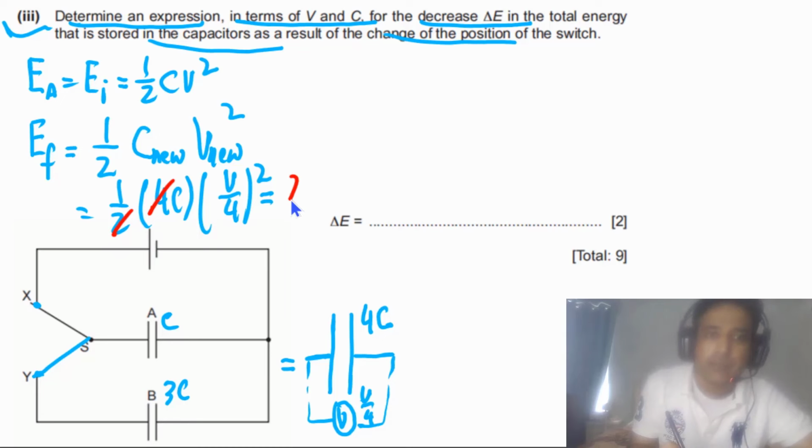So we will get 2C times V squared divided by 16. If we further simplify, we will get 1 by 8 CV squared. So this is E final.